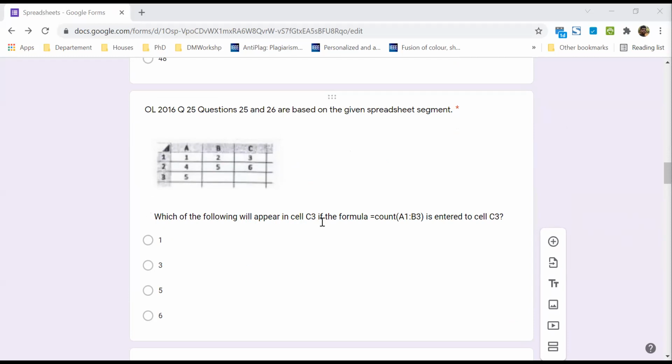I think that there's a problem with the question itself. So it says, which of the following will appear in C3, if the formula A1 to B3 is entered in C3? Okay, I think the question is okay. Right, the formula is COUNT A1 to B3. So when you say A1 to B3, which means this whole range, right? Whole range. And we say count.